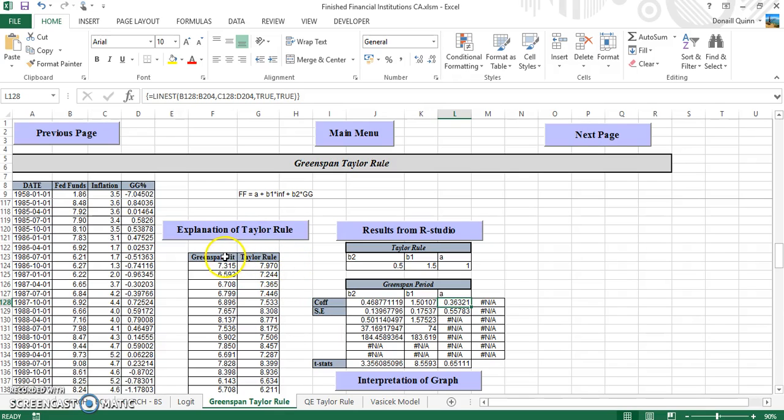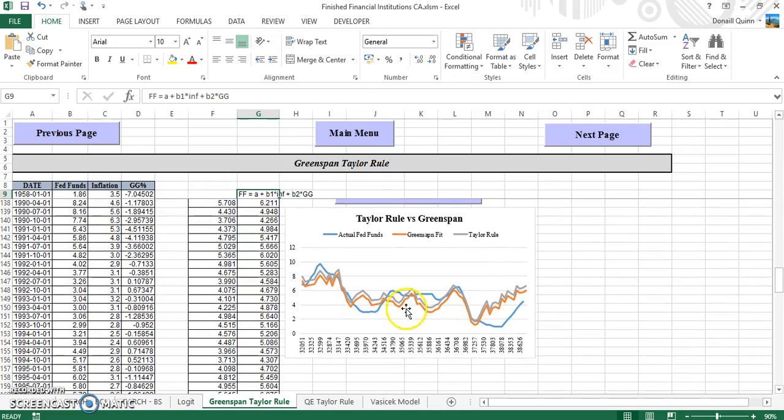In order to calculate the Greenspan fit, we use the basic formula and input the coefficients here into the formula. So we use the A plus B1 multiplied by inflation plus B2 multiplied by the growth gap. And this gives us the Greenspan fit for the selected time period. In order to calculate the Taylor rule, we change the coefficients as set here as 1, 1.5 and 0.5. In this case, the values here are what the federal funds rate should have been if it had been following the Taylor rule. And using the graph below, we show what the relationship was between the actual Fed funds rate, the Greenspan fit, and the Taylor rule.